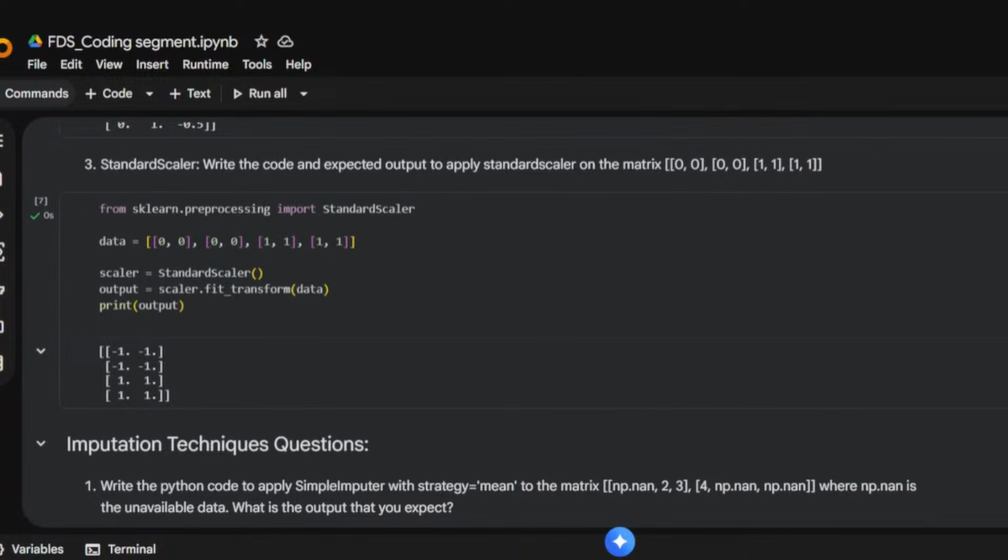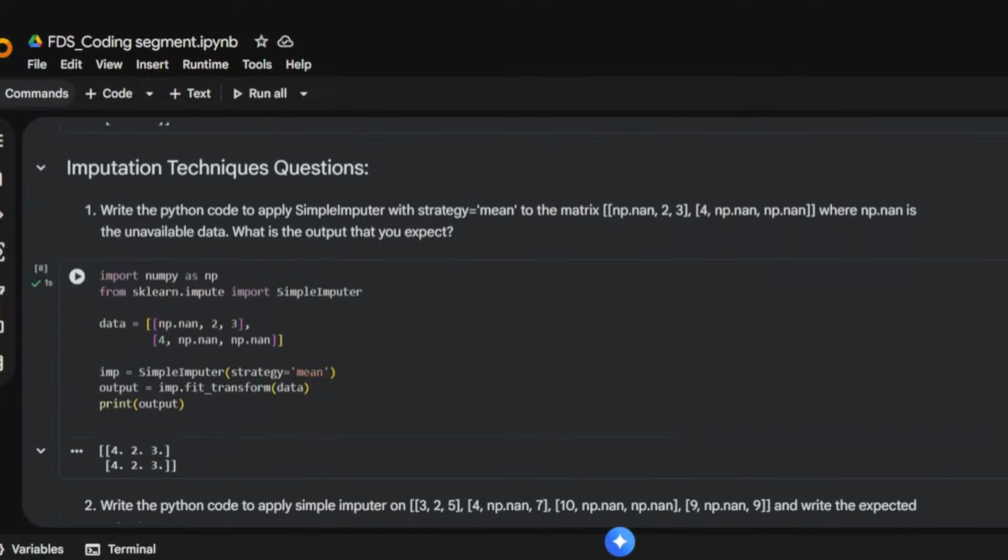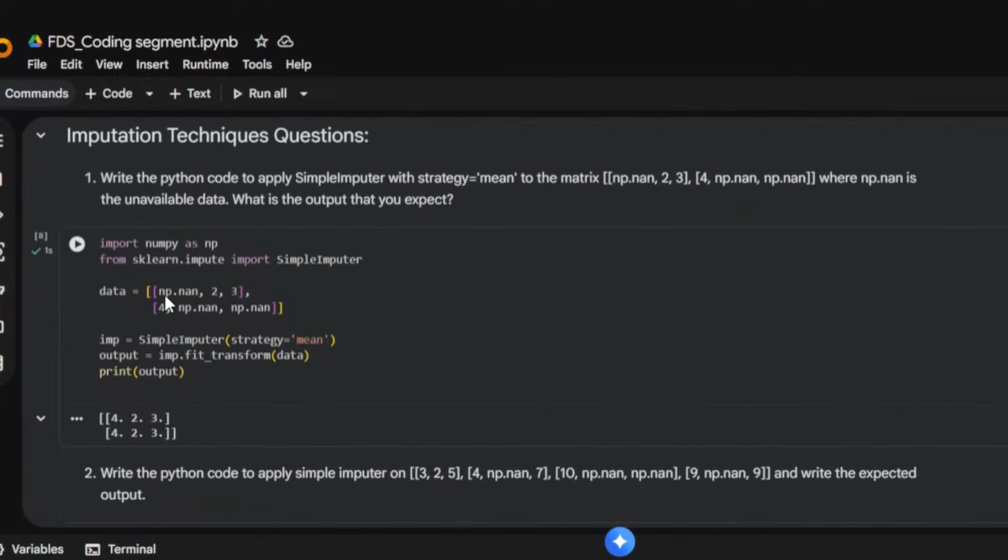Next, we move on to imputation techniques. Okay, so in imputation, in the previous questions, in the scaling questions, we used the libraries from sklearn dot preprocessing. But here we are importing libraries from sklearn dot impute, because it is imputation, simple imputer. So the simple imputer library is inside sklearn dot impute.